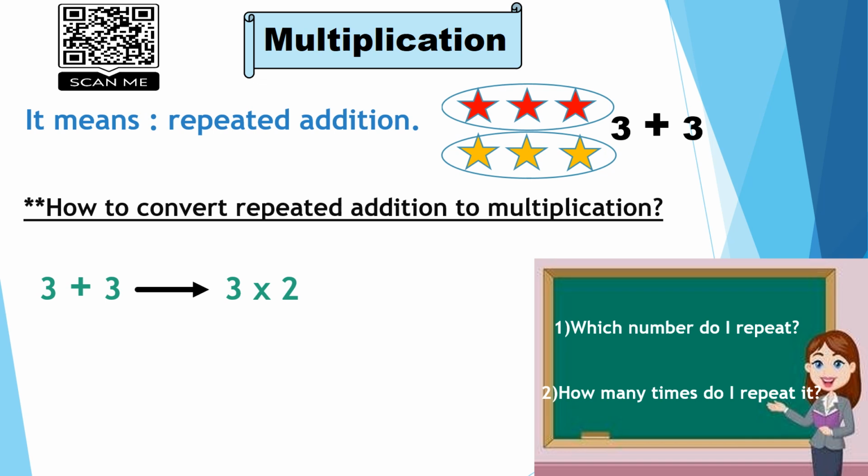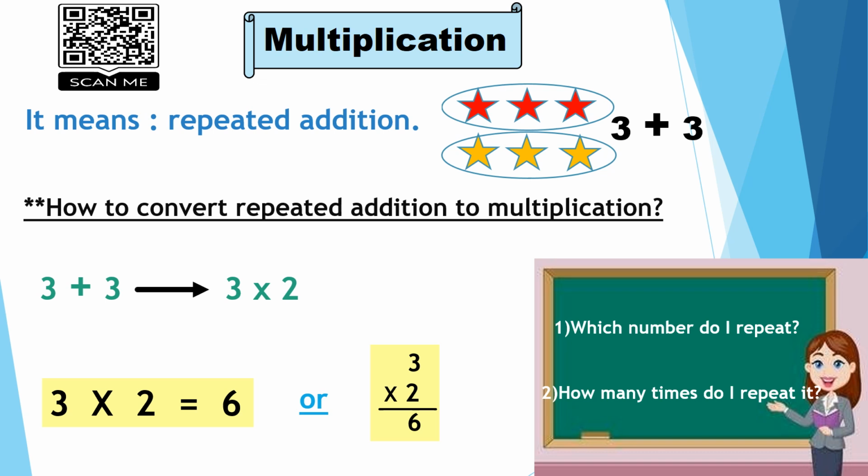2 times. We said 3 plus 3. So the repeated number is 3. How many times do we repeat 3? We repeat 3 2 times. So it's 3 times 2. We will read this equation like this: 3 times 2, because 3 is repeated 2 times. And we can write it in a horizontal way or in a vertical way. 3 times 2 equals 6, and here also 3 times 2 equals 6.